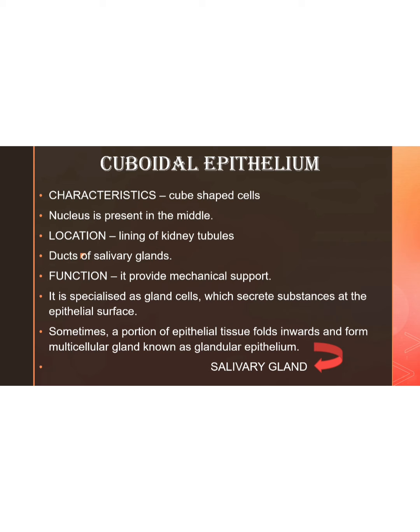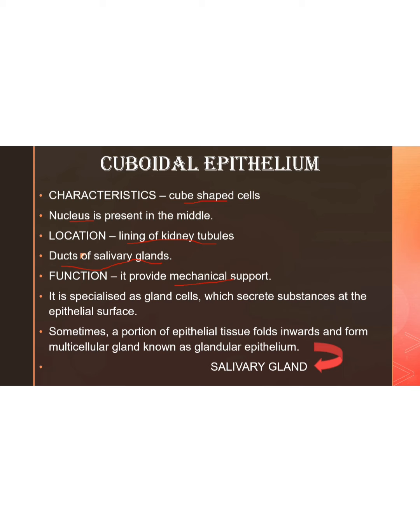Here again, as I told you, it's a cube-shaped structure, and the nucleus is present in the middle. The location is the lining of kidney tubules and ducts of salivary glands, and its function is to provide mechanical support. So this is the major function and characteristic feature of cuboidal epithelium. As we have a specialized structure of squamous, here also we have a specialized structure of cuboidal epithelium.